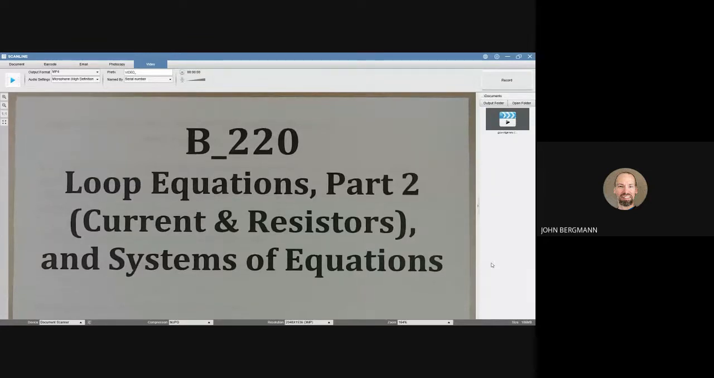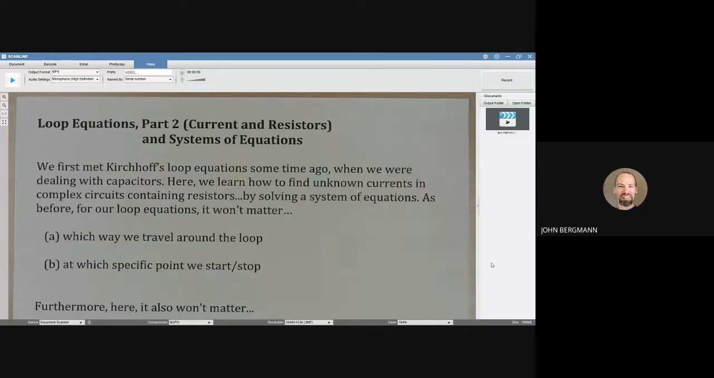Loop equations part 2, current and resistors and systems of equations. In this video, there's going to be just a lot of reading, not a lot of writing here, and we will take several videos to hopefully flesh all of this out so that we cover what we need to.